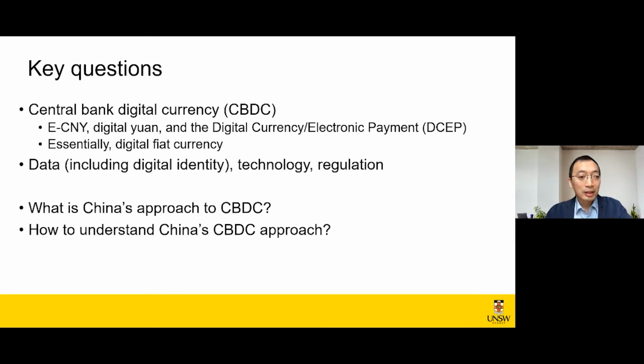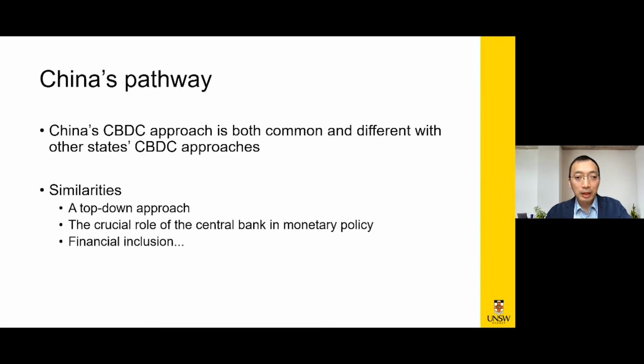Next slide, please. I also have a recent paper on a related issue about the broader CBDC network and the future of the global financial crime system. So you may have access to that at the link. Then let's look at China's pathway or approach to CBDC.